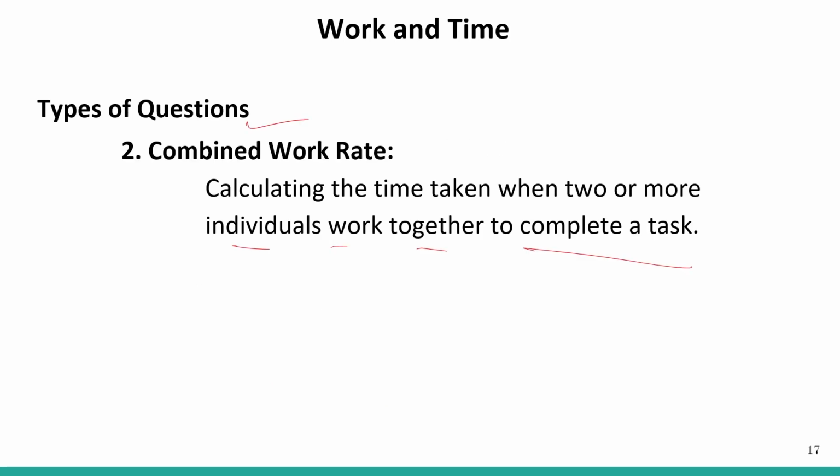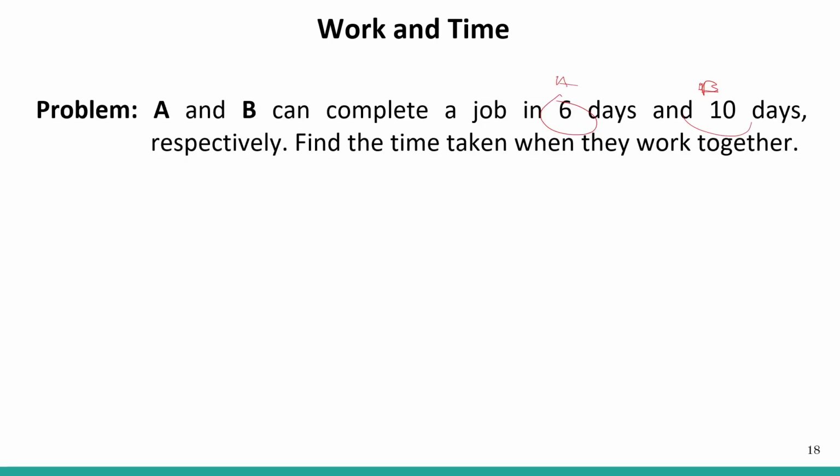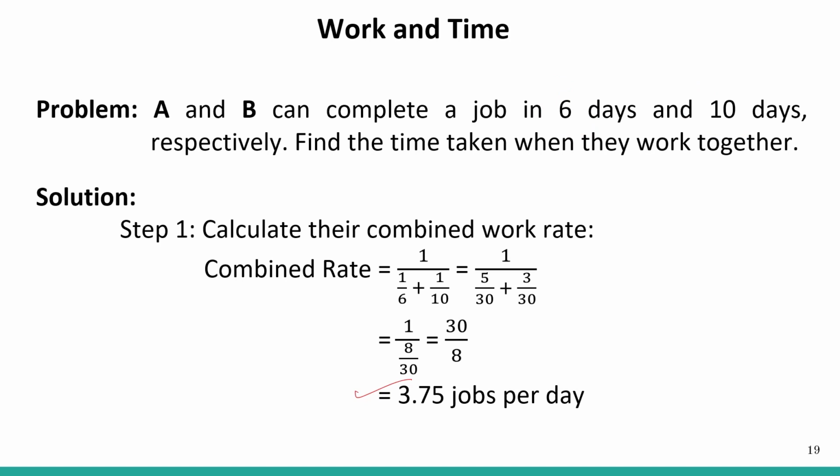So combined work rate: calculating the time taken when 2 or more individuals work together to complete a task. If A and B can complete a job in 6 days and 10 days respectively, then find the time taken when they work together. When they work together, the time taken by them is 3.75.